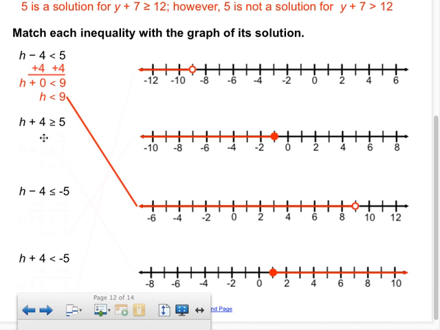Atisha, go ahead. What do we do? Subtract 4 from both sides. Subtract 4 from both sides. Yeah. And then what?